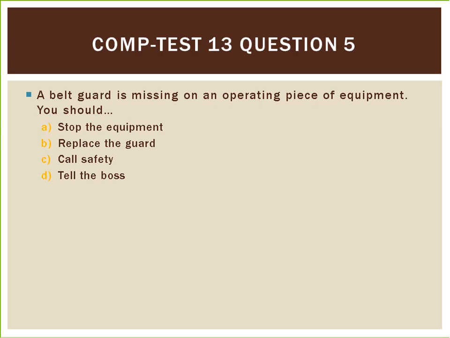CompTest 13, question number 5. A belt guard is missing on an operating piece of equipment. You should A. Stop the equipment, B. Replace the guard, C. Call safety, D. Tell the boss.